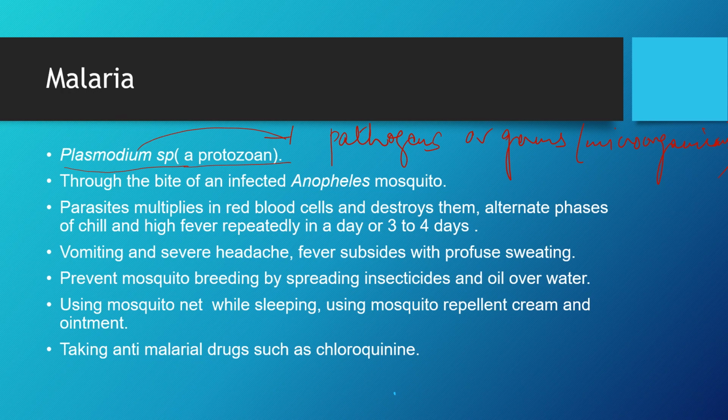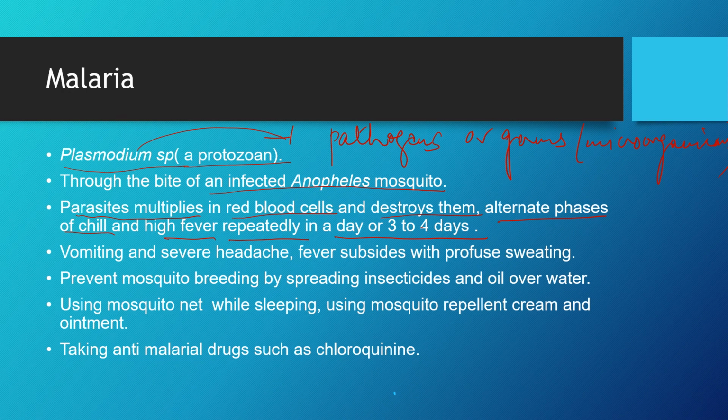Malaria is caused by the Plasmodium species protozoon. It is spread by an infected Anopheles mosquito. Through this mosquito it is transmitted from the infected person to the healthy one. The parasites multiply in the red blood cells and destroy them. Alternate phases of chill and high fever keep coming repeatedly for 3 to 4 days. So these are the symptoms. High fever and chill come and go repeatedly and stay for 3 to 4 days.